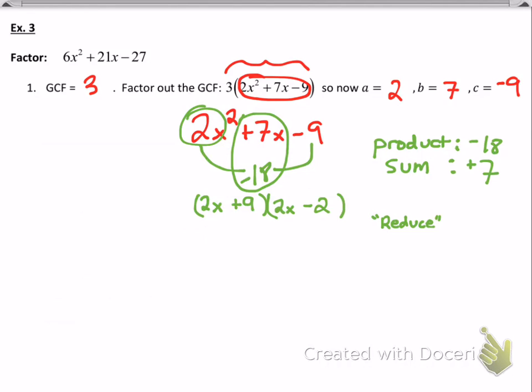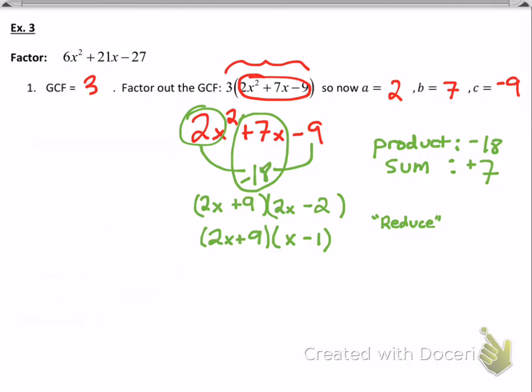And so what happens is you have 2x plus 9, which stays the same because it didn't reduce. This one reduces by 2. And so now you have 2x plus 9 times x minus 1. If you were to FOIL this out, you would get this product right here. Okay?